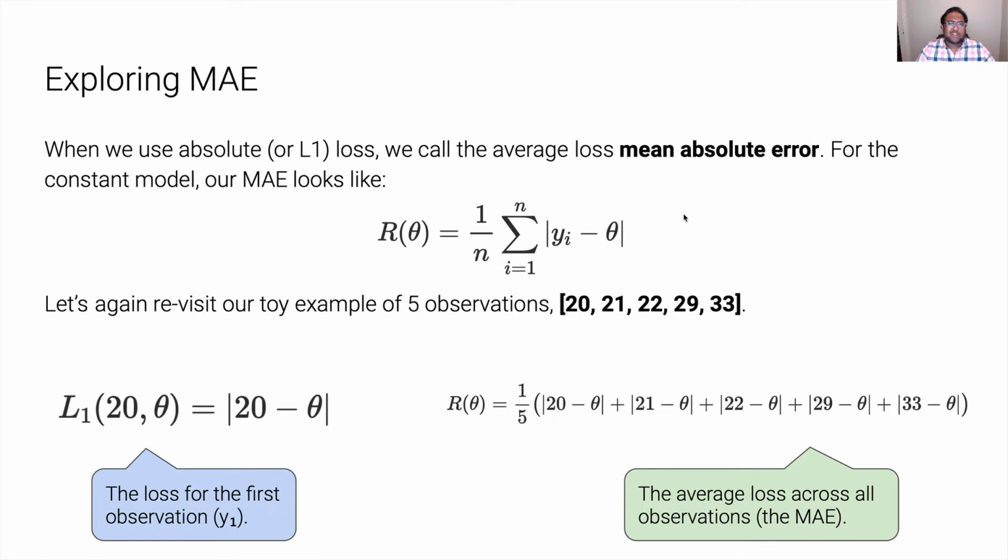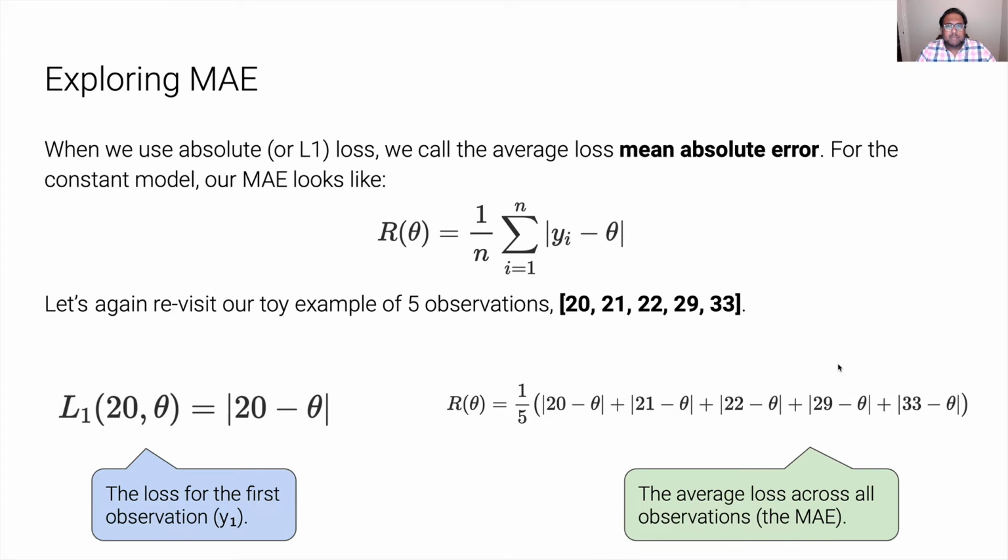Let's again revisit our toy data set of 5 observations: 20, 21, 22, 29, and 33. The loss for our first observation is the absolute value of 20 minus theta. So whatever theta is, the loss for the first observation is the absolute value of the difference between 20 and theta. Our average loss or empirical risk then is 1/5 times the absolute value of 20 minus theta plus the absolute value of 21 minus theta, and so on and so forth.